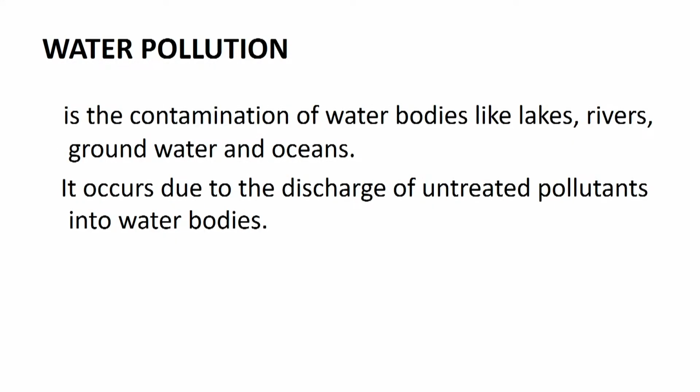Now, we will talk about the pollution or contamination of water. Water pollution means contamination of water bodies like lakes, rivers, groundwater and oceans due to discharge of untreated pollutants. It does not only affect plants and organisms living near the location of discharge, but also travels to other locations through transportation of polluted water.